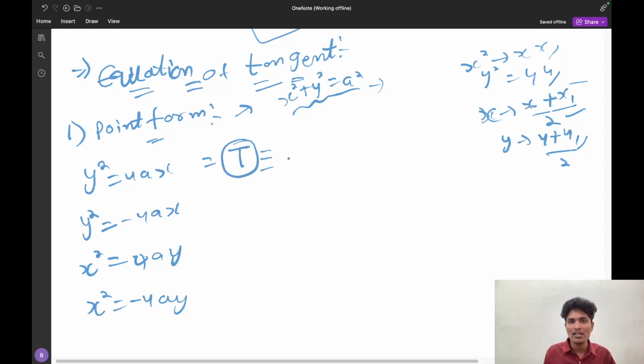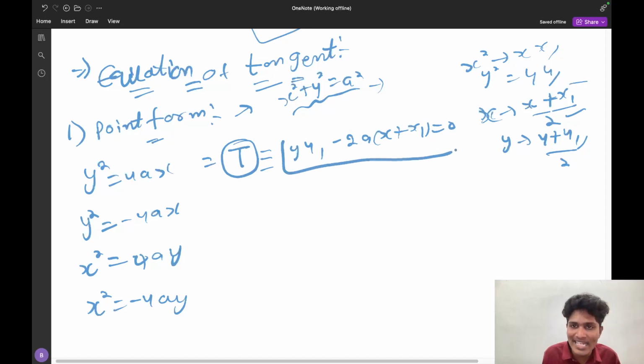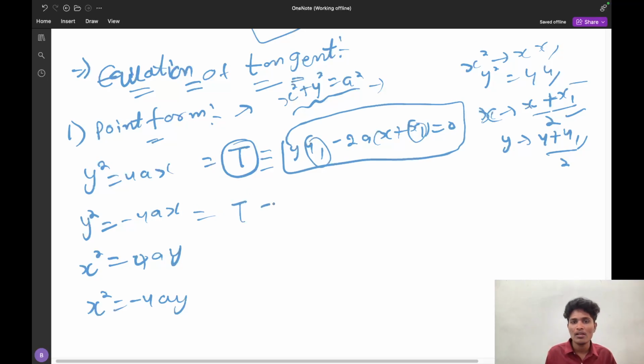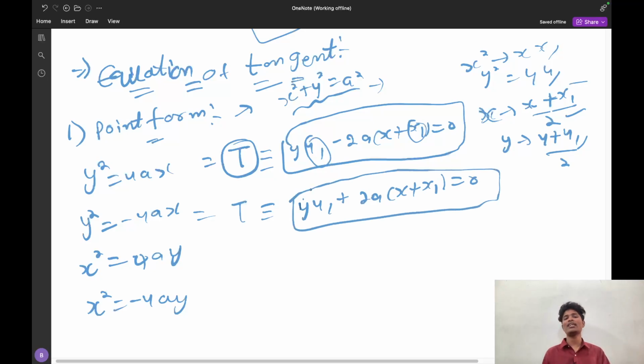Tangent equation is y(y1) minus 2a into x plus x1 is equal to 0, a tangent equation for y square equal to 4ax at the point x1 comma y1, and for this equation the tangent will be y(y1) plus 2a into x plus x1. You have to remember like this only. There is no need of memorization, just understand.